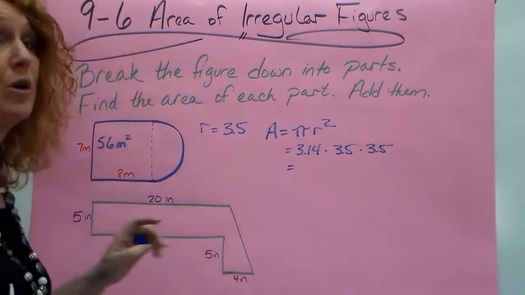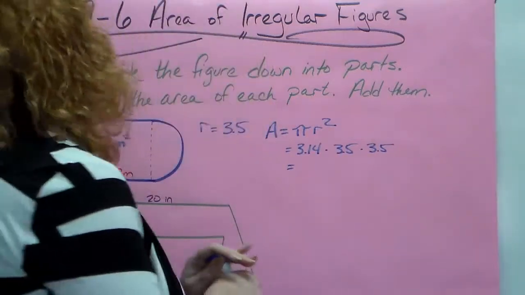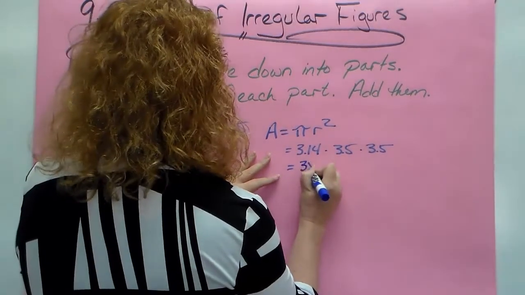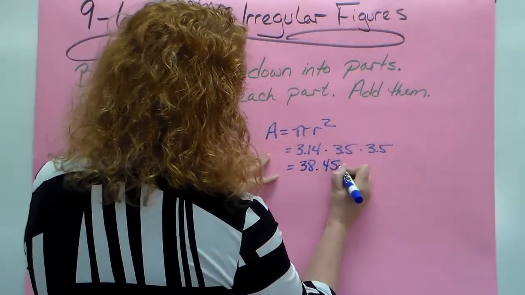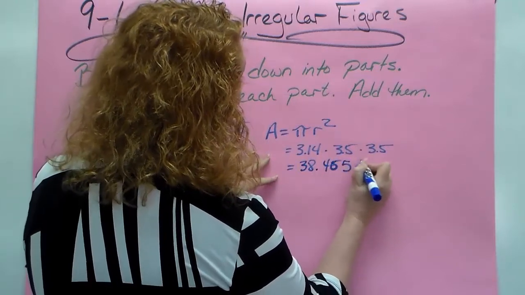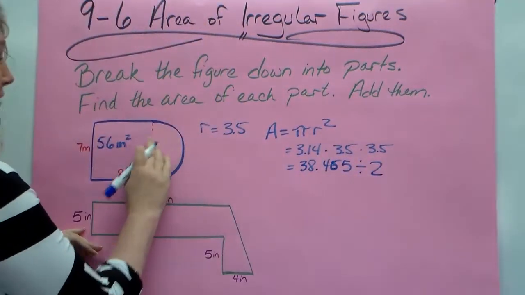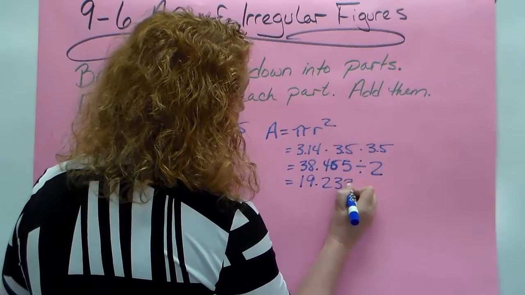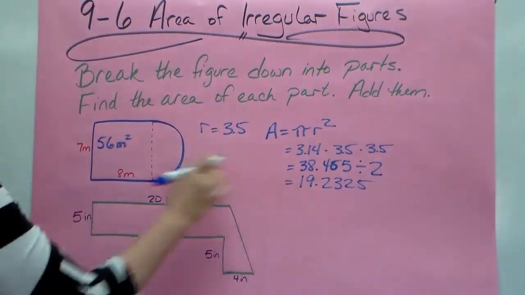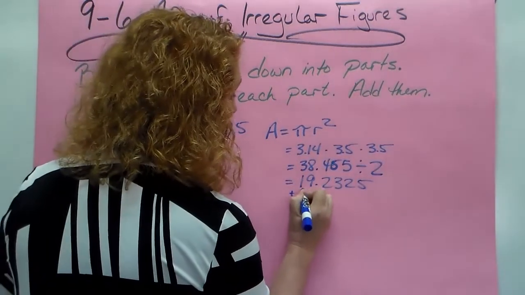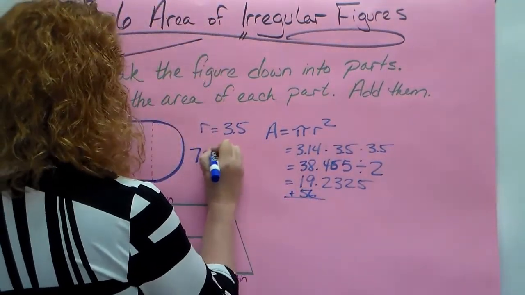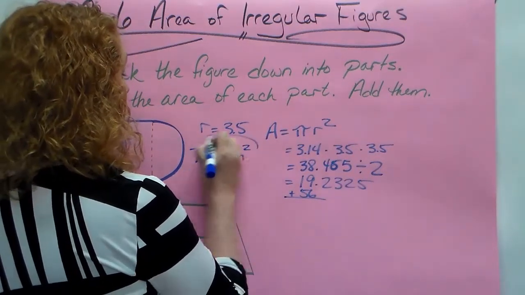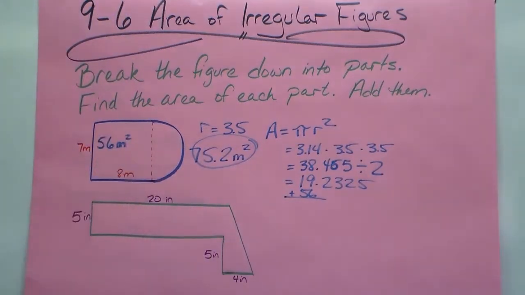And of course, I'm going to show all my work by writing that out. Then I'm actually going to do the math, and I'm going to come up with 38.465 because I have a magic calculator. And then I'm going to divide that by 2 because I only have half a circle, and I'm going to get 19.2325. And I'm going to add this number to my 56. And I'm going to end up with 75.2, rounding to the nearest tenth. 75.2 meters squared is going to be my total area for this whole thing.